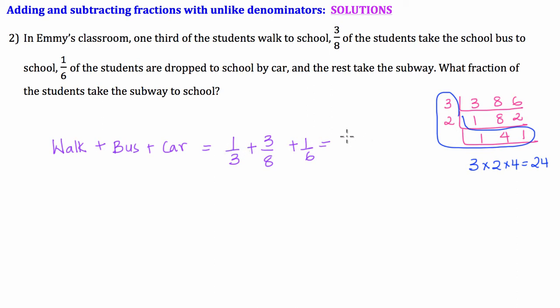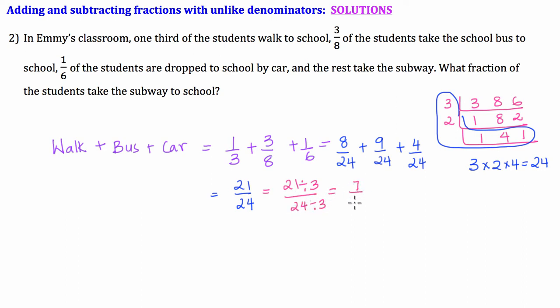So 1/3 equals 8/24, and 3/8 equals, I'll multiply the denominator and the numerator by 3, so that equals 9/24, and 1/6 equals 4/24. And that is equal to 8 plus 9 is 17 plus 4 is 21/24. This can be simplified because both are multiples of 3. So if I divide out the 3, 21 divided by 3 and 24 divided by 3, we have 7/8.